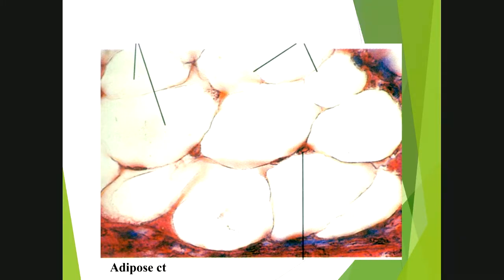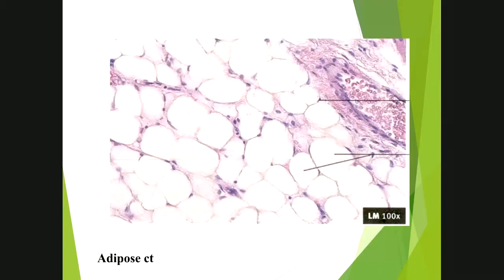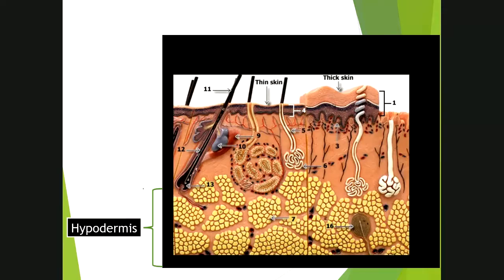Remember, when you look at one of these cells, the nucleus gets pushed way over and there's only a little bit of cytoplasm. All the rest of it is that liquid fat. So that's the hypodermis. Any questions about it?